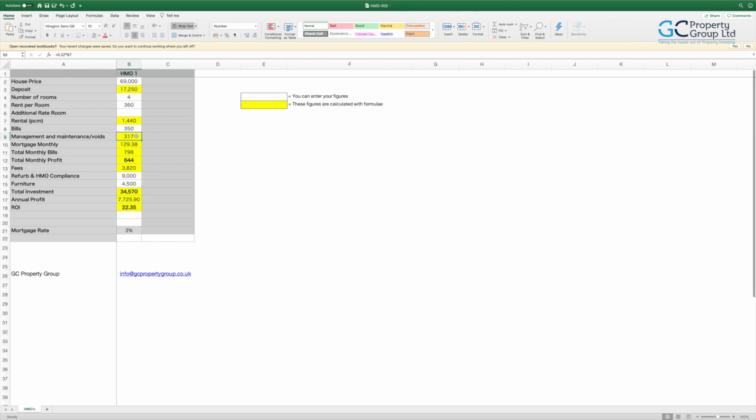Your maintenance and management. So the management of a normal buy-to-let is typically 10% from an estate agent. However, for an HMO, it's normally 12%. Now, the reason for that is because there is normally a little bit more management work required from the estate agent, so they do charge a little bit more.